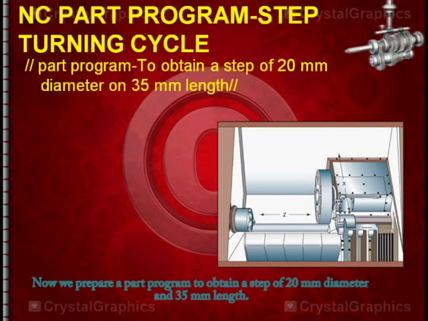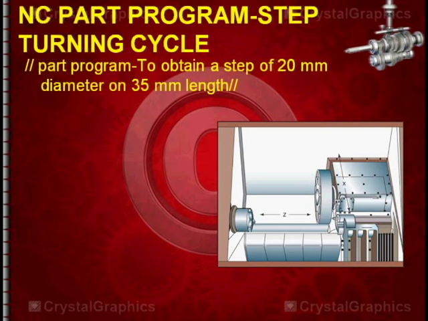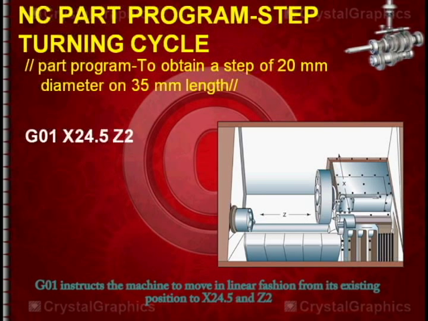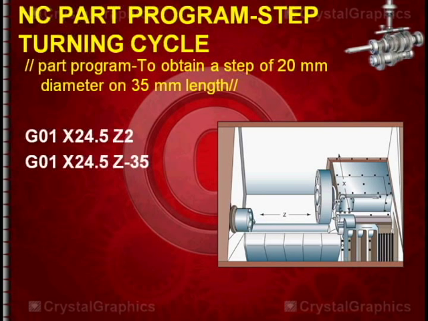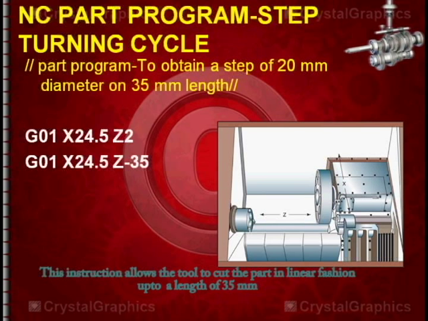Now we prepare a part program to obtain a step of 20 mm diameter on 35 mm length. This figure shows the X and Z directions for the tool movement. The part program to obtain a step of 20 mm diameter on 35 mm length. G01 X24.5 Z2. In this block, G01 instructs the machine to move in linear fashion from its existing position to X24.5 and Z2 position. G01 X24.5 Z-35. This instruction allows the tool to cut the part in linear fashion up to a length of 35 mm.